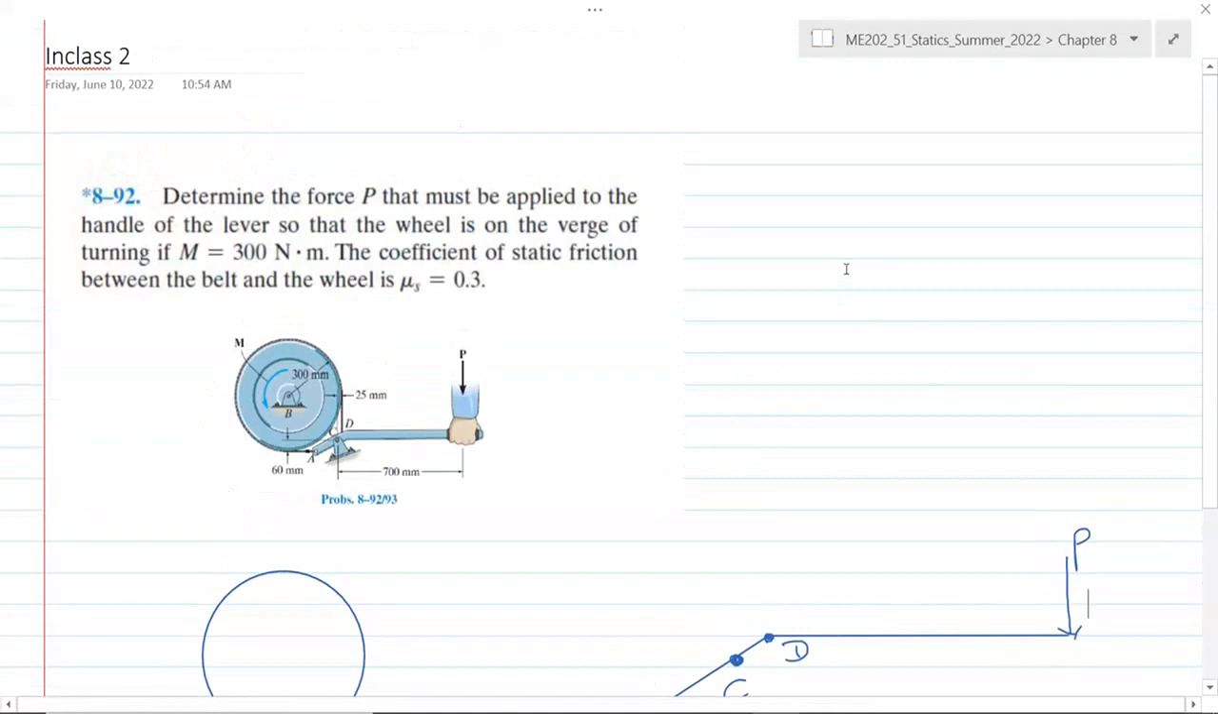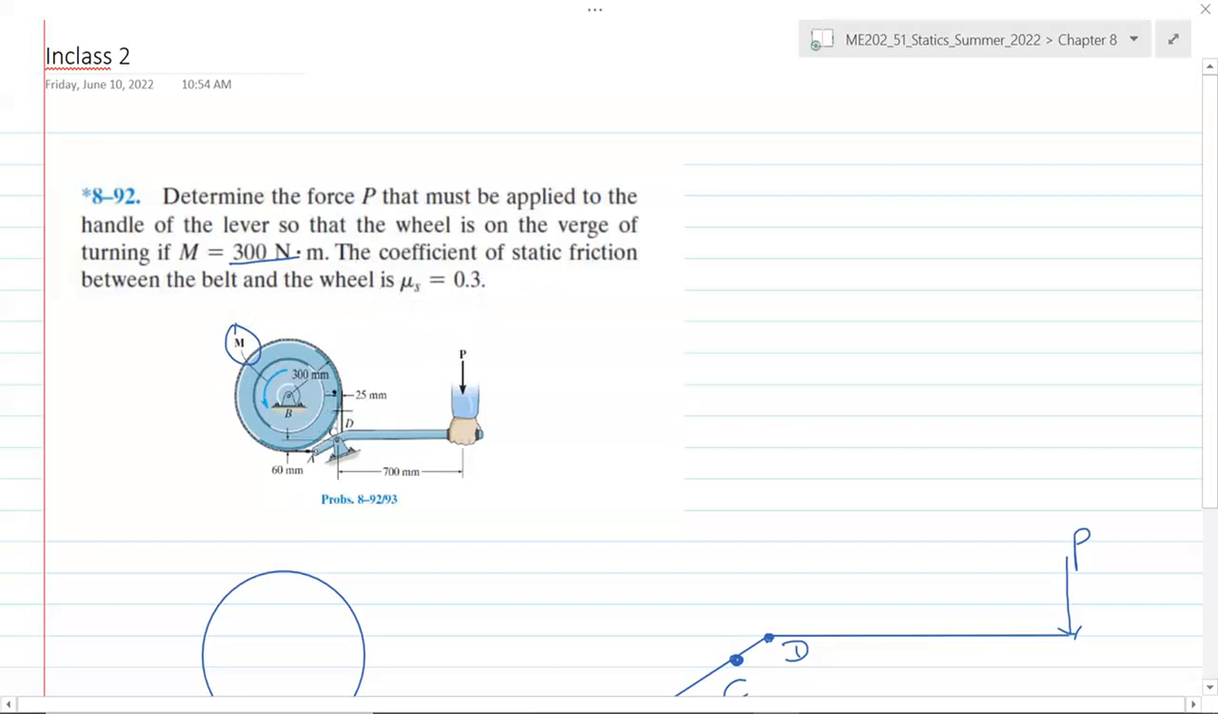Chapter 8 in class exercise 2, problem 8.92. Determine the force P that must be applied to the handle of the lever so that the wheel is on the verge of turning if the moment applied is 300 Newton meters. So that's moment M is given as 300 Newton meter. The coefficient of static friction between the belt and the wheel is 0.3.